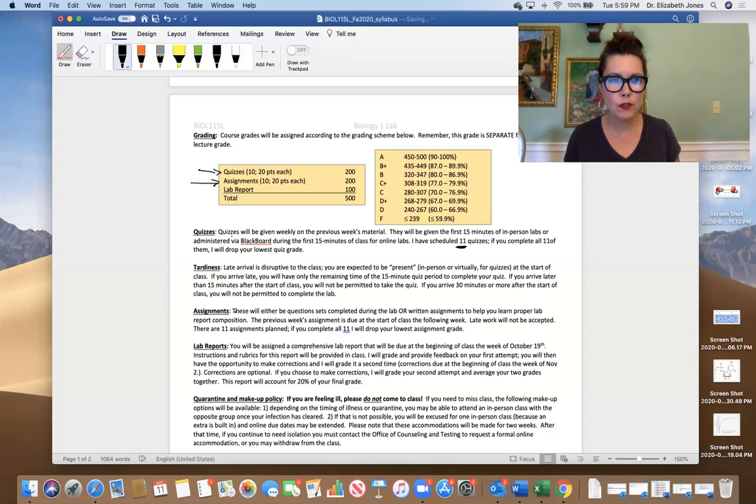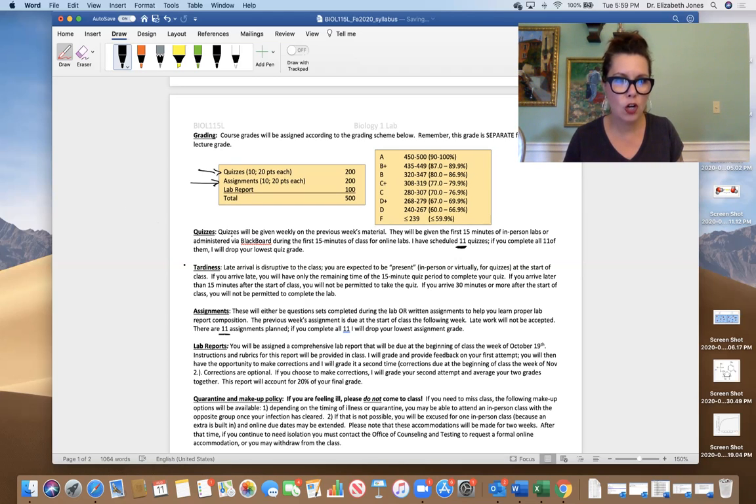The same is true for assignments. Assignments are due when we come, like the previous week's assignment is due the next week at the beginning of lab, okay? There are 11 assignments planned, but I'm only taking a grade out of 10. So if you complete all 11, I will drop your lowest grade, or if you have to miss a lab, then that will just be how we account for that and you won't have to do any makeups.